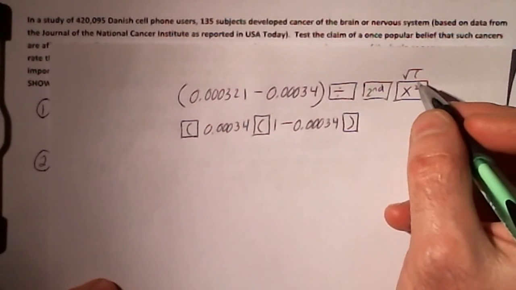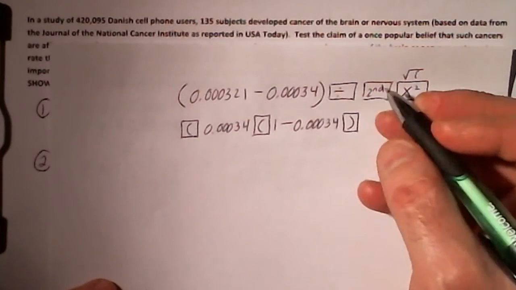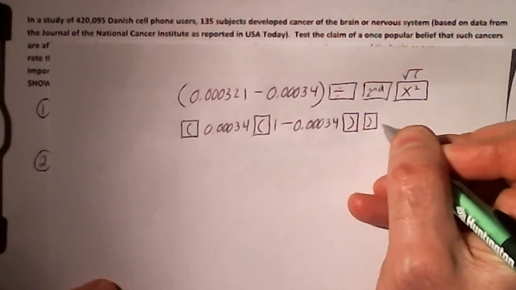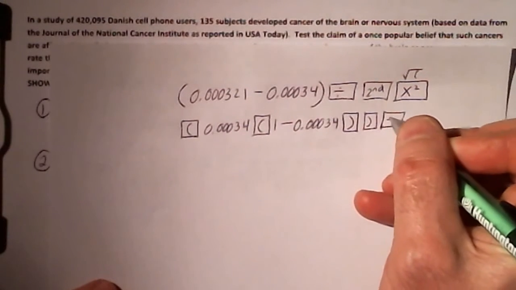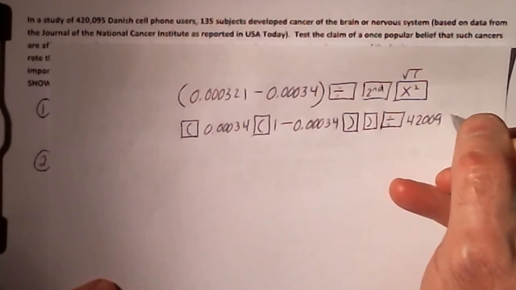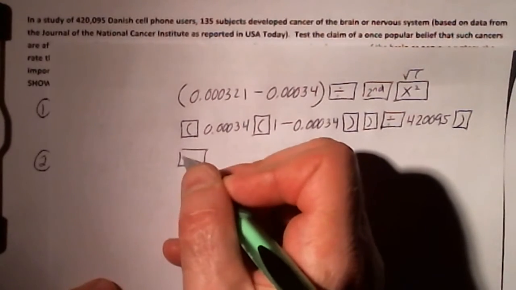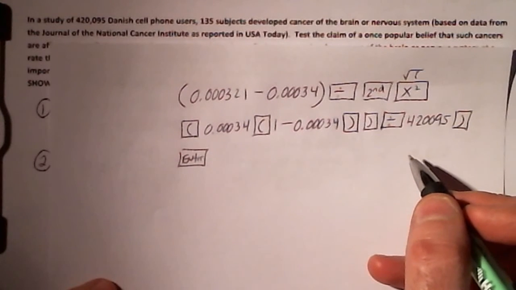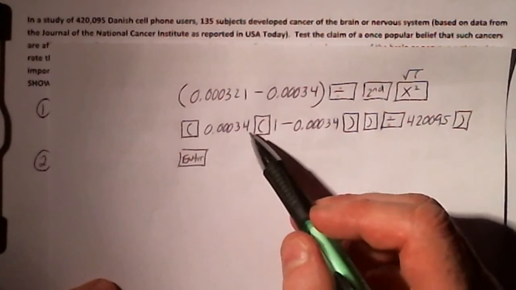Okay, so let's see here. Close parenthesis, and then you're going to need another closed parenthesis, and then you will say divided by 420,095, and you need one more closed parenthesis. Then you should hit enter, and it should come out to give you what you need. Okay.